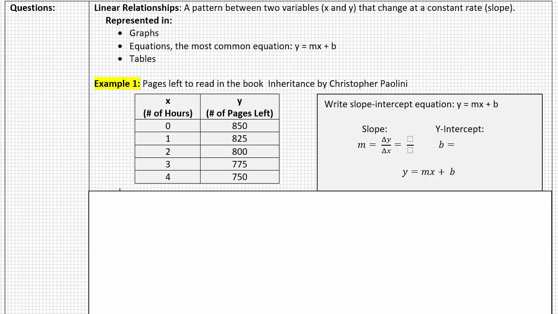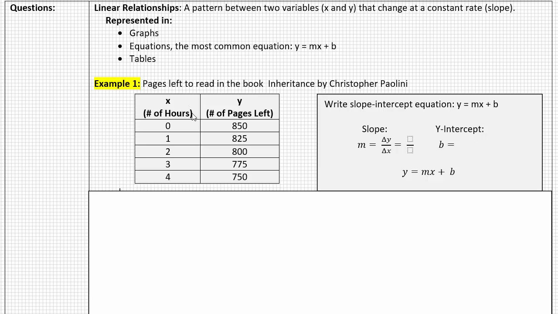So I personally am a fan of the Inheritance Cycle series. It's a sci-fi series by the author Christopher Paolini. It's about dragons, and the last book is called Inheritance, and it's 850 pages long. So this is an example of looking at a linear relationship of the pages left to read in the book based on how fast someone reads. So I looked it up, and the average person reads 25 pages per hour.